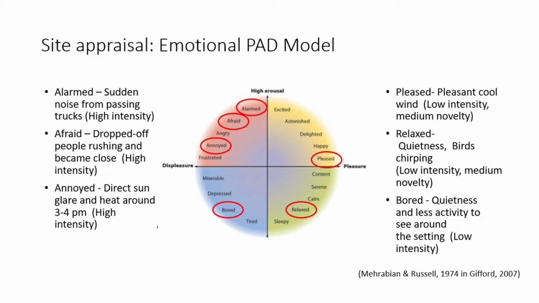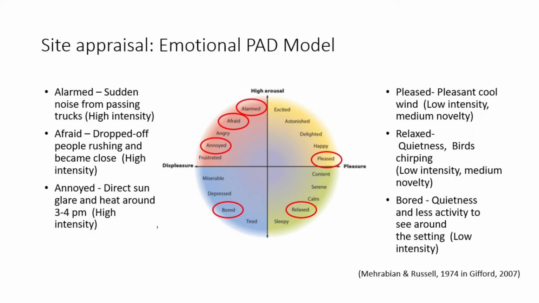You can see that there are a lot of emotions. Let's start in the counterclockwise direction. I felt alarmed because of the sudden noise from the trucks while the setting was quiet, and I felt afraid, which is more like frightened. When I was waiting in line for people getting off the bus, they went both directions of my side. The rushing and closeness of people invaded my personal space, and the rushing on both sides made me frightened that they might bump into me in that moment.